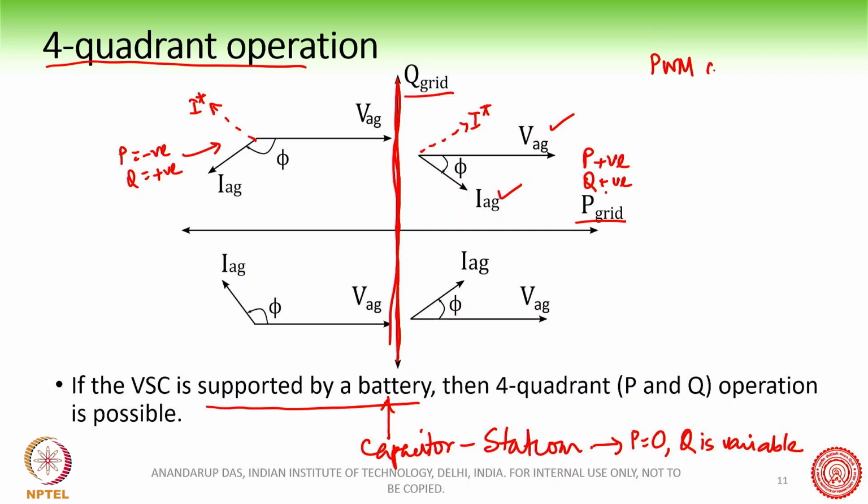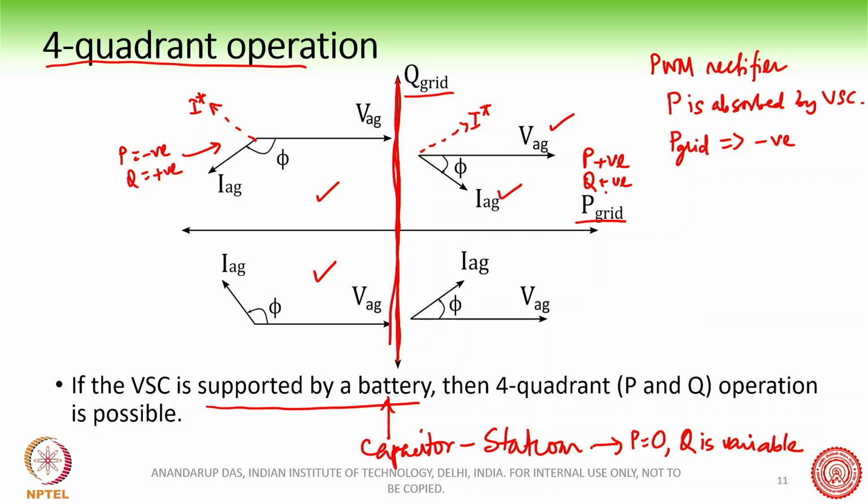So what does PWM rectifier mean? PWM rectifier means P is absorbed by the VSC, right? But now this becomes very simple for you to understand that P absorbed by the VSC means that P grid is negative, right? So the grid is supplying power, and the VSC is absorbing power. So if P is absorbed, we will be operating in this quadrant and this quadrant, okay, where the grid is supplying power to the VSC.